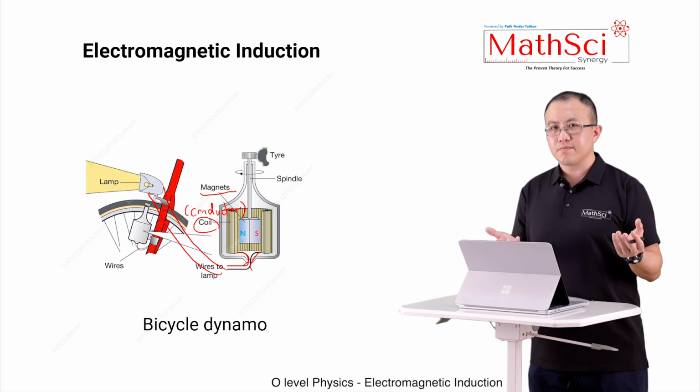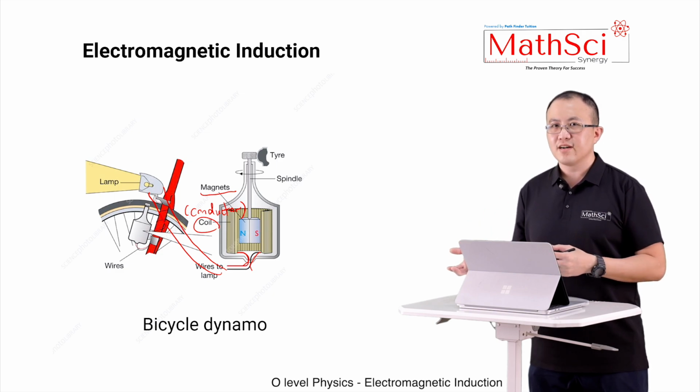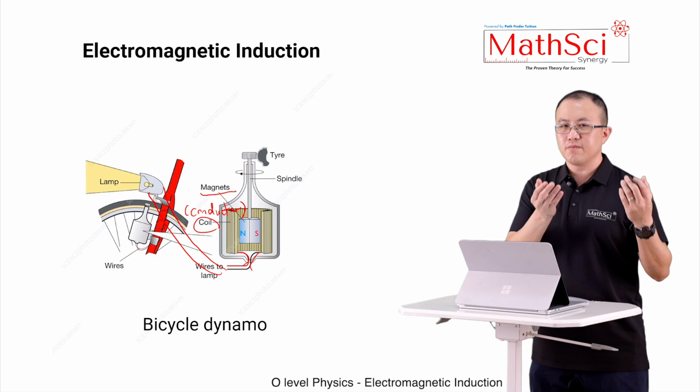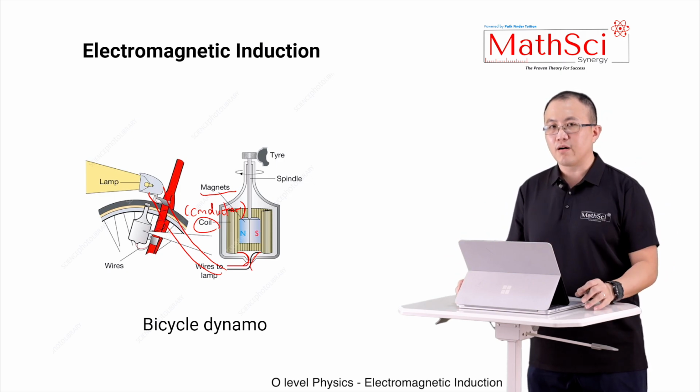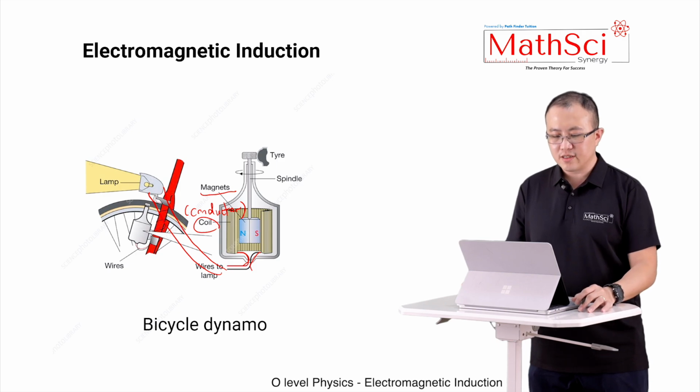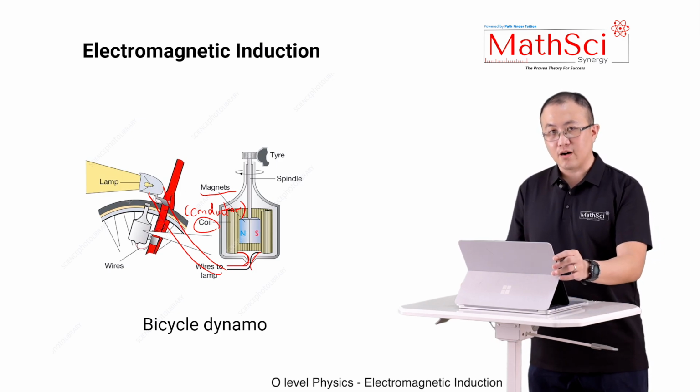Why would the lamp turn up? Because there's induction. The energy is being converted from kinetic from you to electrical, and eventually it will power up the lamp to light energy and so on. So this is one example of Faraday's law.